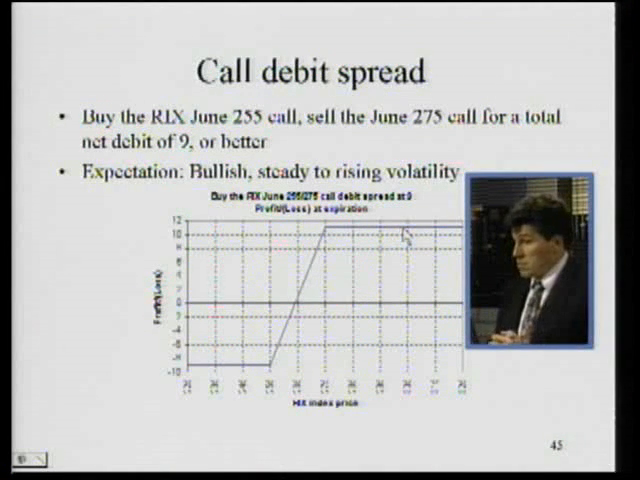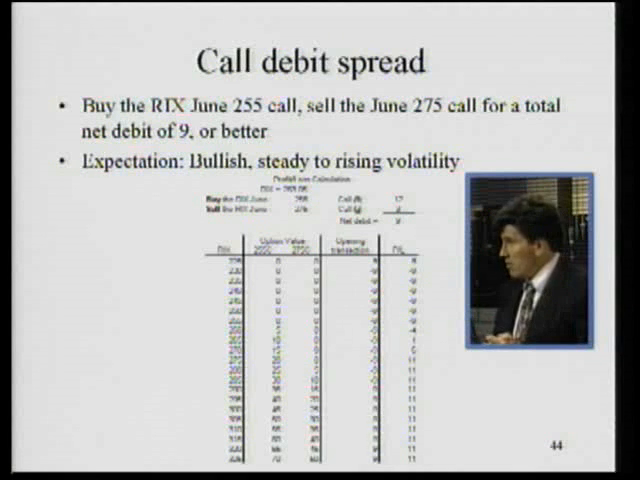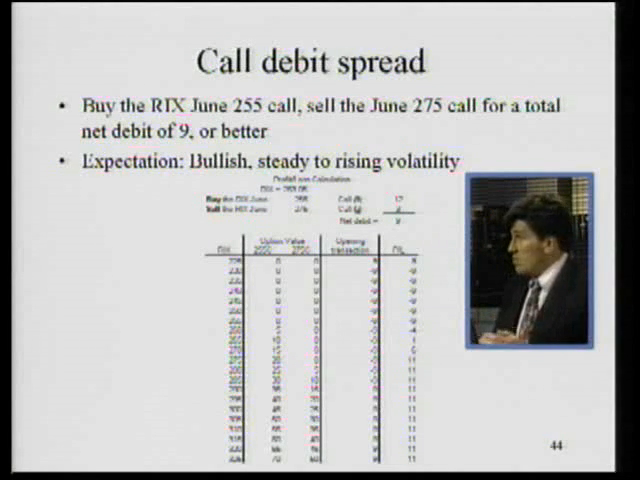So if we just bought the 255 call, our break-even wouldn't be 264. I don't think we talked about break-evens. We talked about break-evens on call purchases. Right. Break-even on a call debit spread is the strike price of the option we bought plus the net debit. So that's 255 plus 9. If we just bought the call, it would be 255 plus 12, which would be 267. So we gain a little bit there.